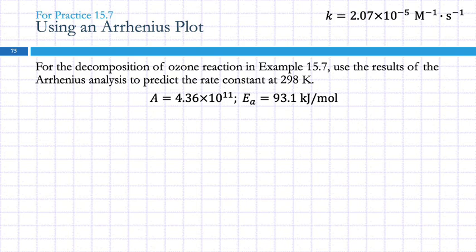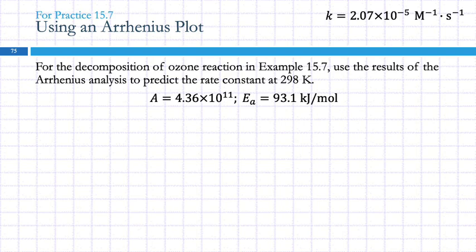Any questions about that? I would not try to trick you by giving you 2.07 times 10 to the minus 5 and 2.09 times 10 to the minus 5. I wouldn't. That's not fair.